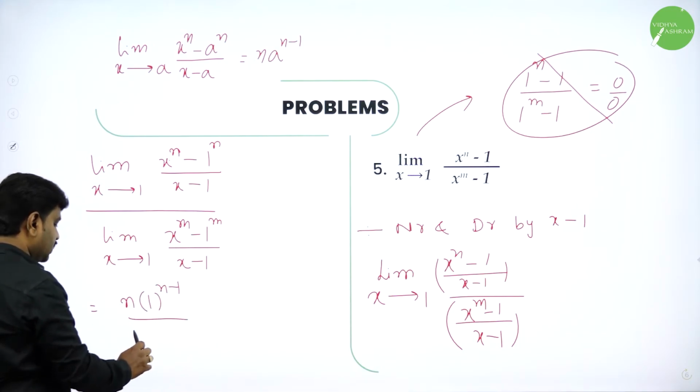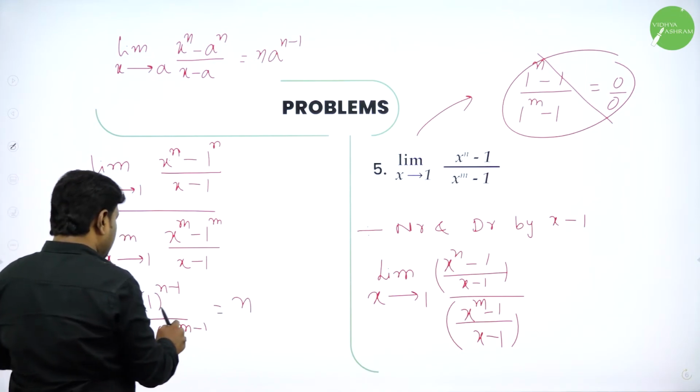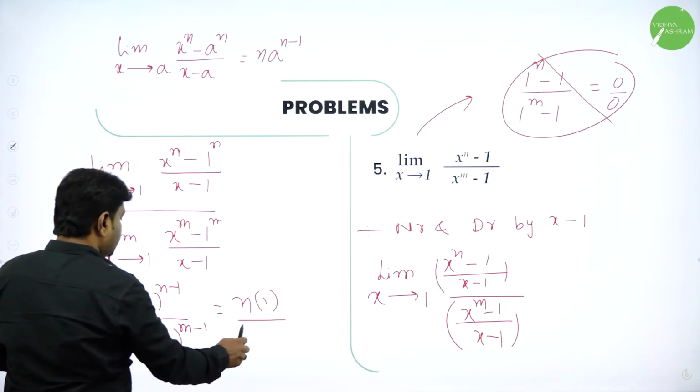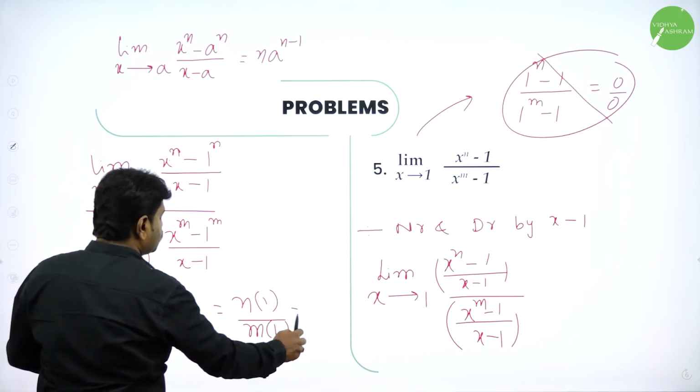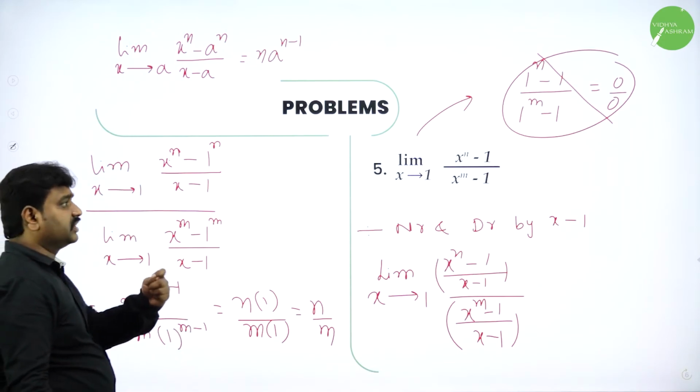The denominator I can write as m into 1 power m minus 1. So n into 1 power anything is 1, and again m into 1 power anything is 1. So I'll get n by m. This is the answer.